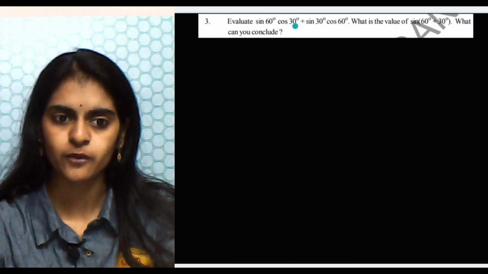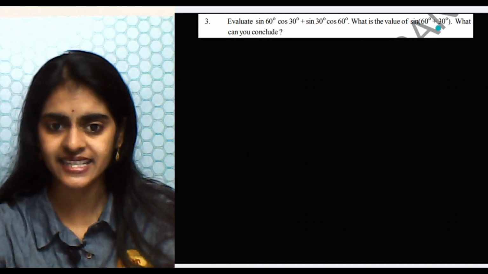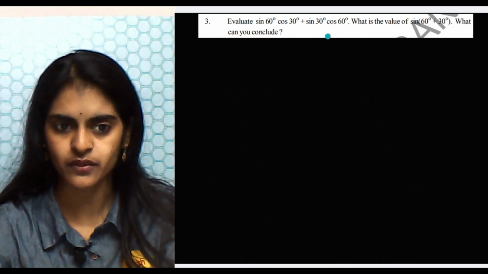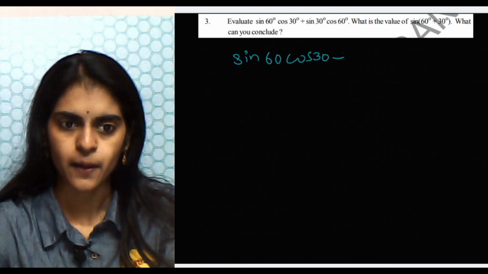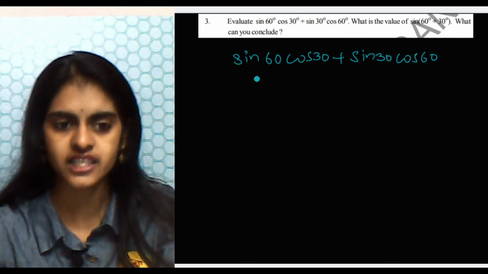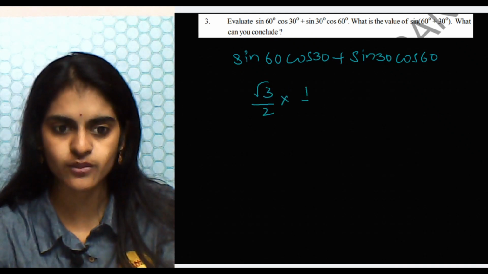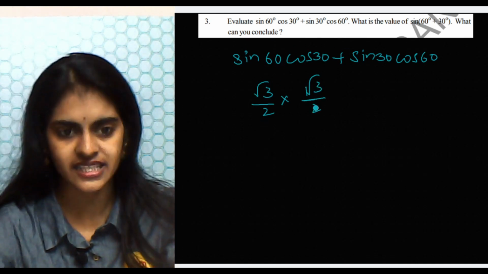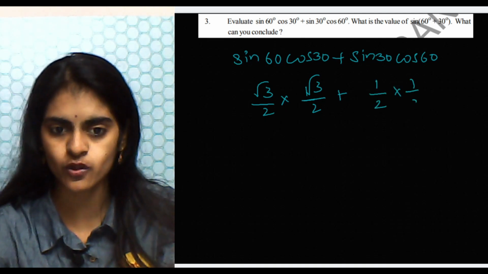Evaluate sine 60 cos 30 plus sine 30 cos 60 degrees. What is the value of sine of 60 plus 30? What can you conclude? Firstly, let us evaluate this value. It is sine 60 cos 30 plus sine 30 cos 60. Sine 60 is root 3 by 2, cos 30 is root 3 by 2, plus sine 30 is 1 by 2, cos 60 is also 1 by 2.